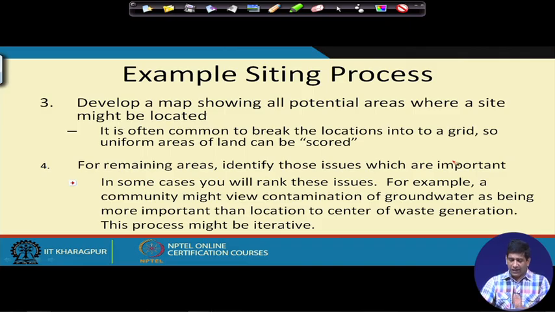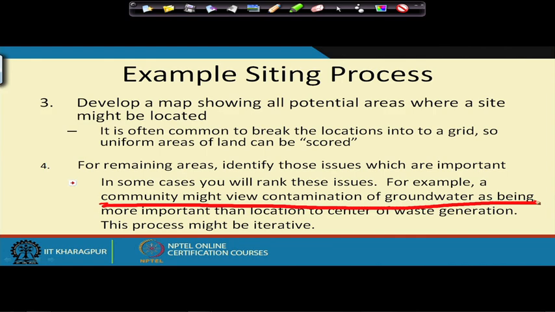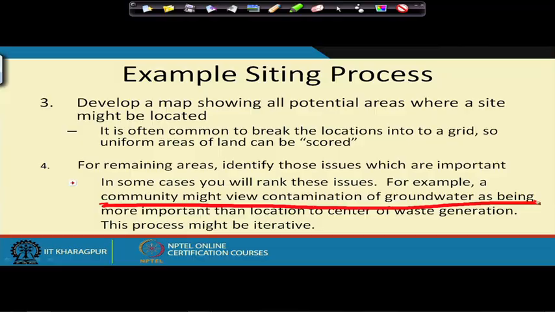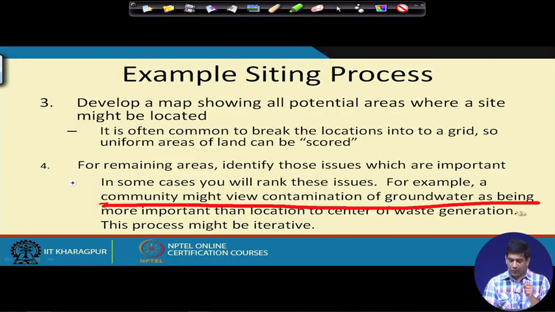Then we identify the issues which are important. A community might view a groundwater contamination issue as more important for them. They rely on groundwater. They don't have a water supply system coming from a publicly owned water treatment plant yet, so they rely on their groundwater wells, their tube wells. They may view that as very critical. So that is one of the issues which we have to rank, and during the ranking of the sites, we have to give more weightage to that, so groundwater is more important than the location relative to the center of waste generation.